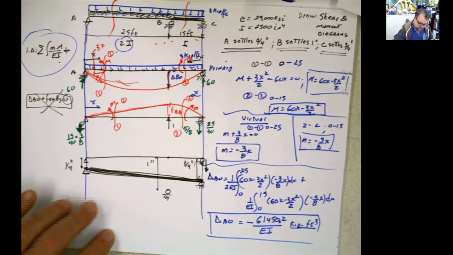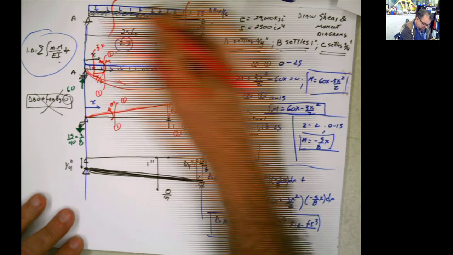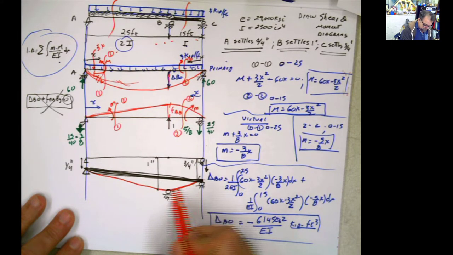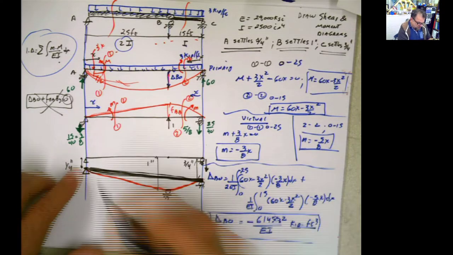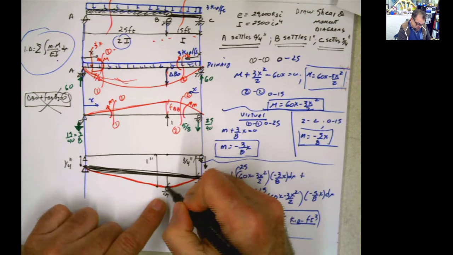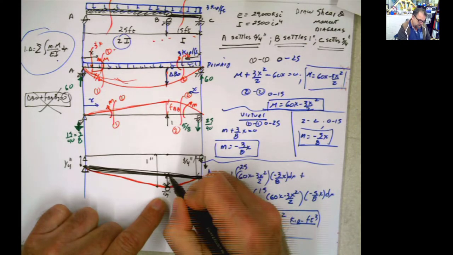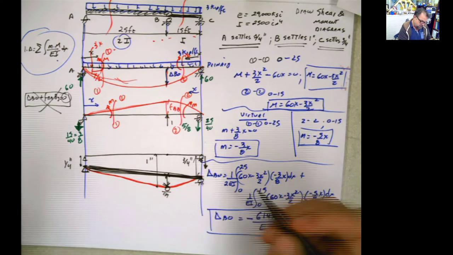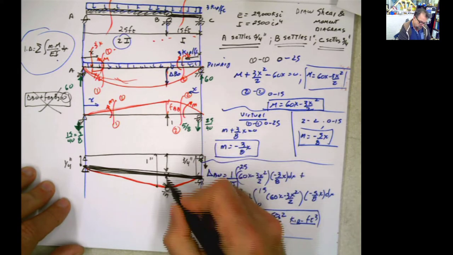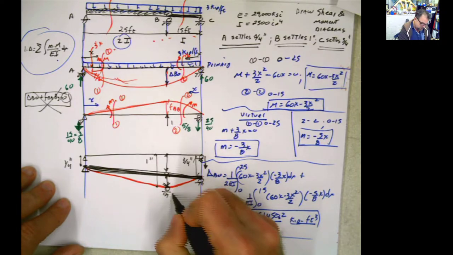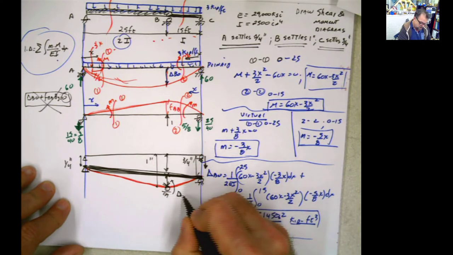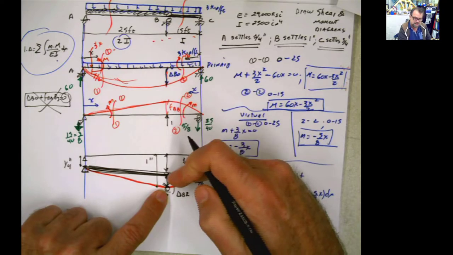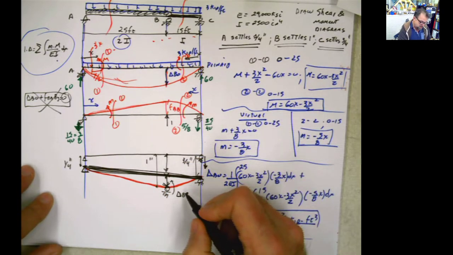Now, the shape of the beam after settlement would be something like this. Meaning, I don't care about this and I don't care about that, but I do care about this differential or relative settlement of that point. And how do we calculate that relative settlement? Well, you have to calculate how much is this contribution and how much is this contribution here. I'm just interested in this one. This one is what most textbooks call delta B relative. And this is the delta B total, but I'm interested in delta B relative.